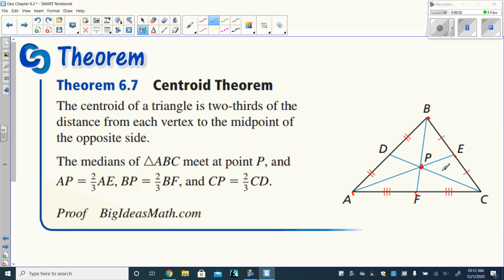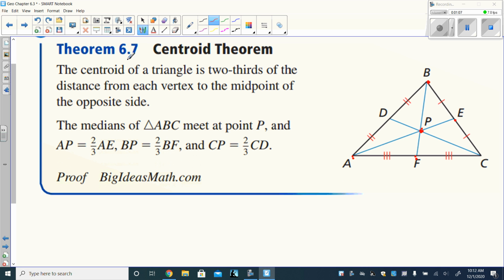So AP is equal to 2/3 of the whole line, which is AE. BP is equal to 2/3 of BF, the whole line. And CP, the bigger part of this line, is equal to 2/3 of the whole line. Now what this also means is that the smaller section is 1/3.